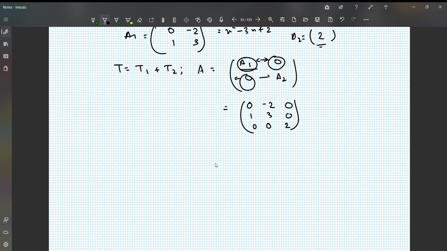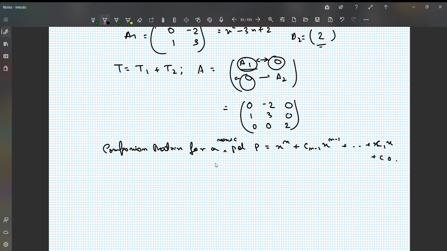If I quickly recall the concept of a companion matrix, let me just recall this. Companion matrix for a polynomial P. Suppose the polynomial is given in this form: x to the power n plus c_{n-1} x to the power n minus 1, a monic polynomial, and so on and so forth till c1x plus c0.